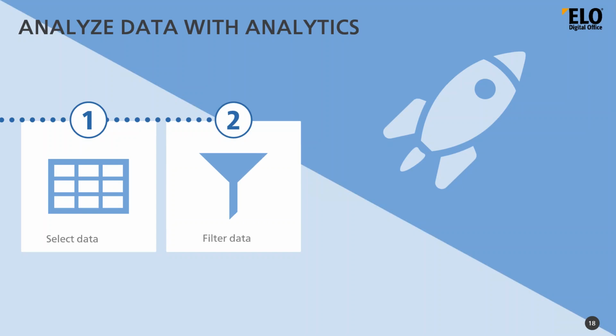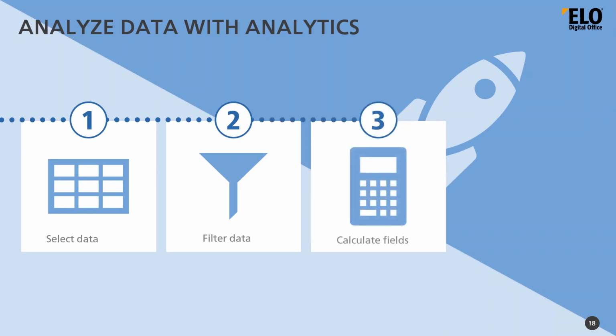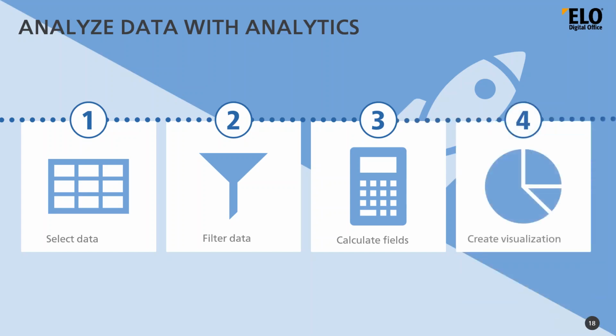Then you can set some filters. You can say, show me only the offers which were created in the last 3 weeks, or show me only the offers which run out in the next 6 months or something. After this, you can calculate some fields. You can make a sum or an average or something. And the last step is you can create a visualization for this. So with those 4 steps, you create a visualization.